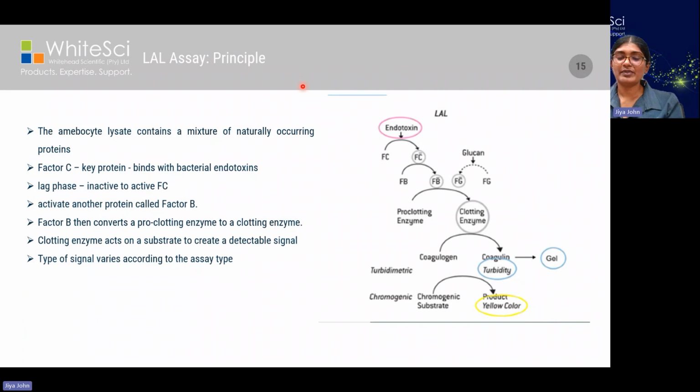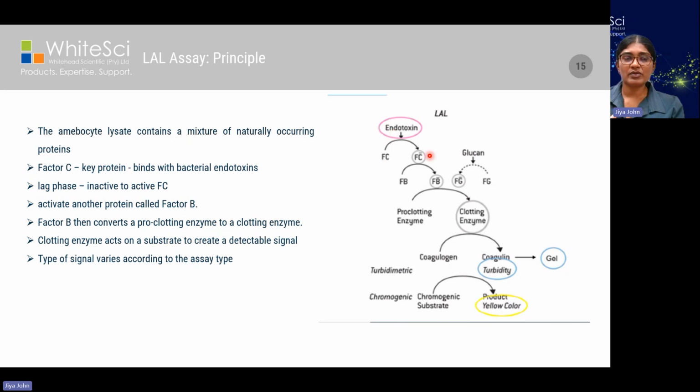So the principle behind the LAL assay or the BET test: as I said, it's the blood cells from the horseshoe crab that we're using for the kit. The lysate has a mixture of naturally occurring proteins, and the key protein involved in the binding of endotoxin is your factor C protein. If there is endotoxin present, factor C binds to the endotoxin and becomes activated.